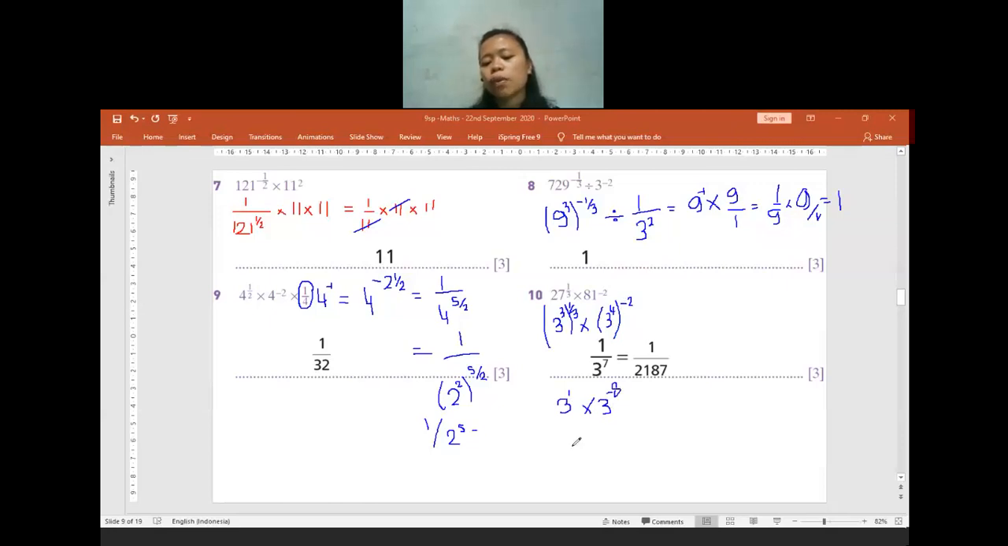So it will be 3 to the power of 1. Can you tell me which part is confusing for you? Not only say, teacher, I'm confused. I don't know which question you are confused about.